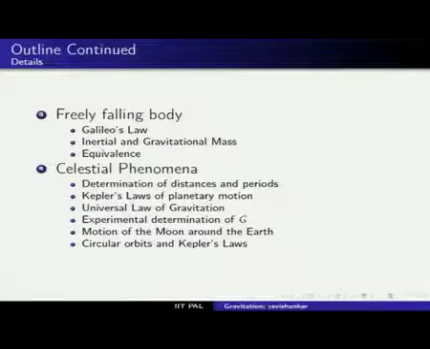There is no body in this universe which does not experience a gravitational force, which does not exert a gravitational force on other bodies. This is a property which is not shared by other forces.